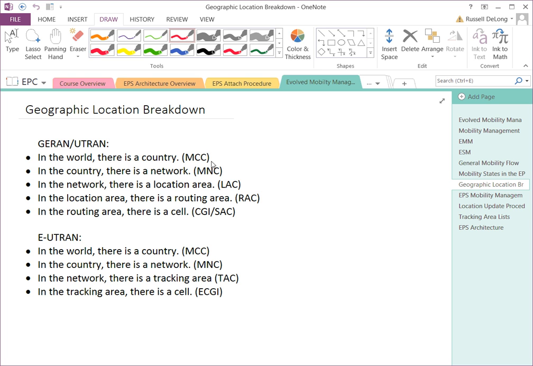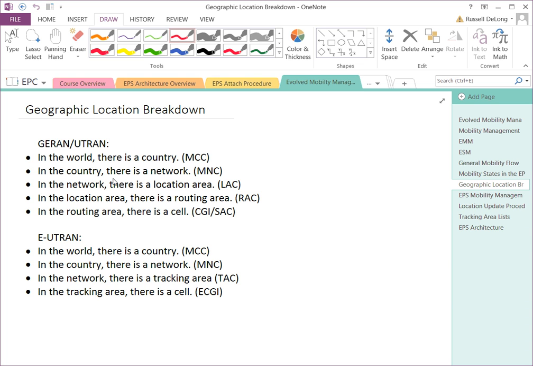You can even break that down into a continent code and then a country code too. The first number is a continent identifier. The second and third are the country within that continent. Within the country, there is a network. So you've got a 2 or 3-digit value for MNC. These two combined can also be referred to as the PLMN ID. The MCC plus MNC is the PLMN ID.